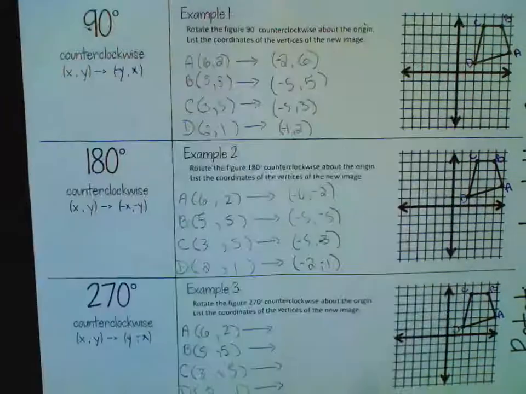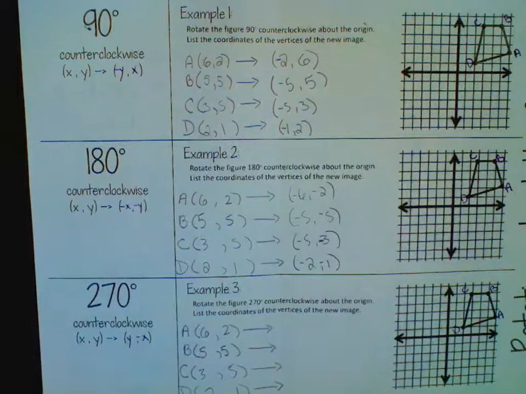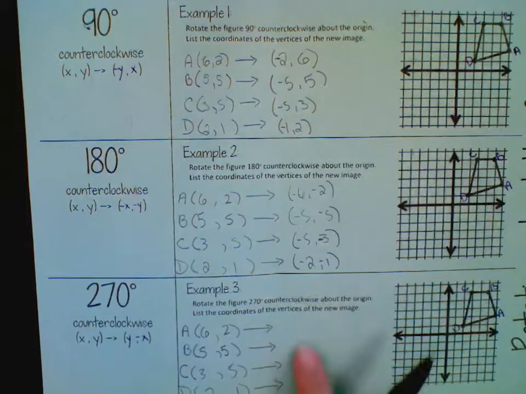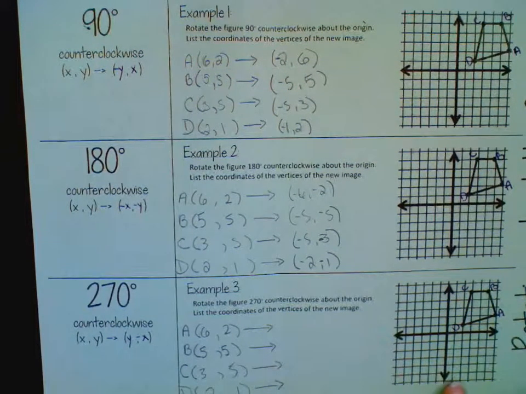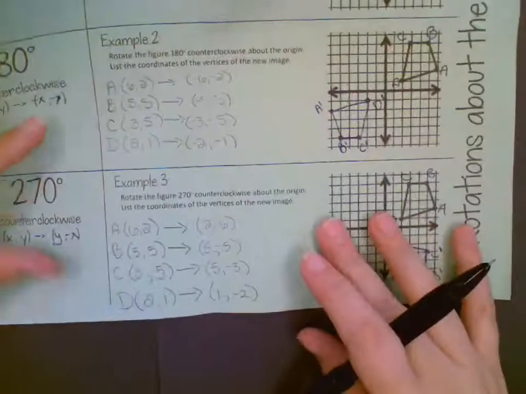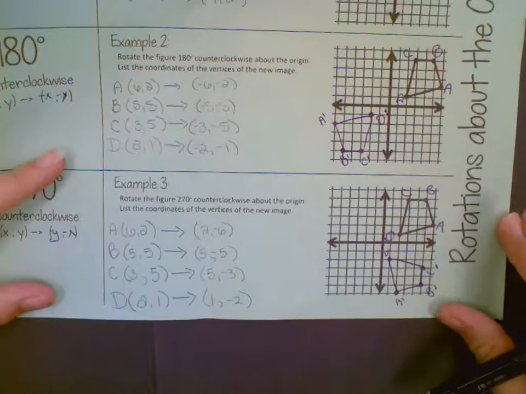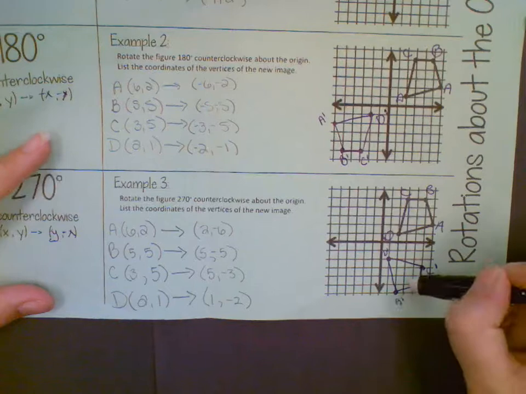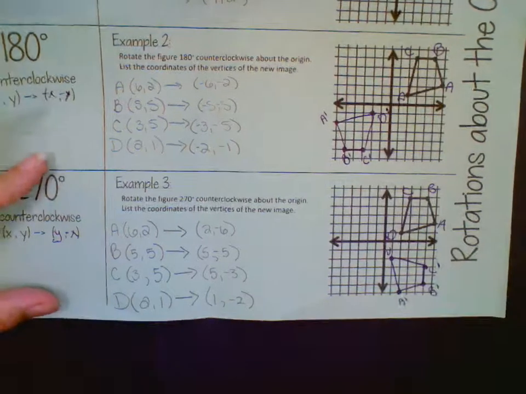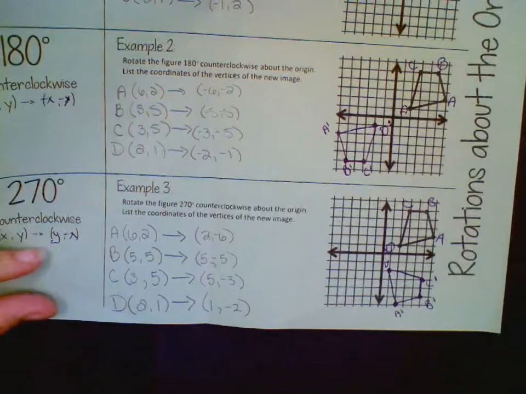Okay, so I want you to pause and try that last example, and then I will show you what it should look like when you come back. So go ahead and find those ordered pairs and draw your graph rotated 270. Okay, so this is what we get. We got all the way in quadrant 4 with 3 turns. So we switched their positions and their signs.